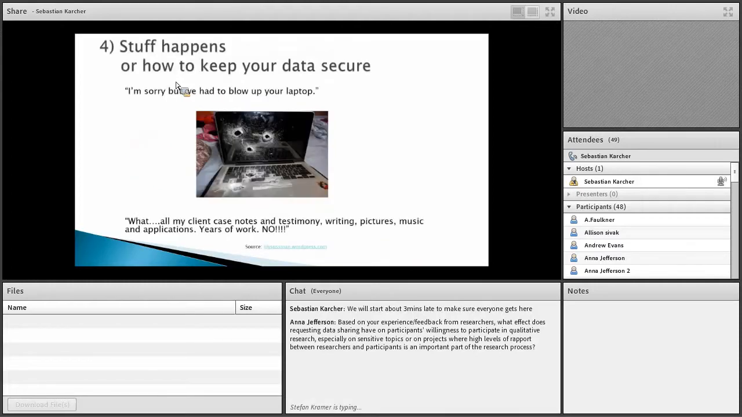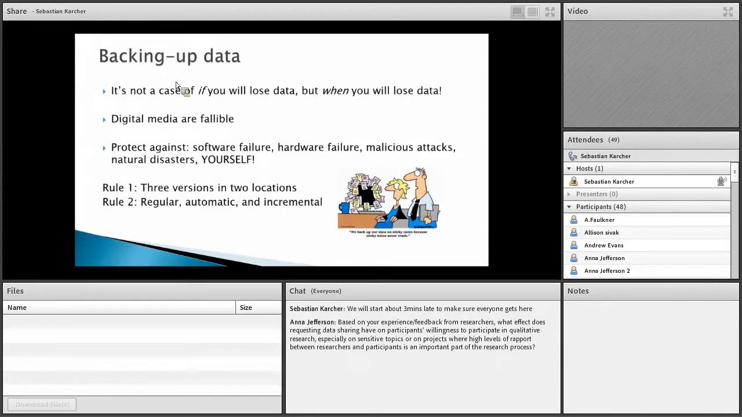Okay, now to the horror scenarios. This is obviously an actual image, but this type of stuff happens, not just when people shoot your laptop, but also when more mundane things like theft or hard disk crashes happen. So let's spend some time talking about backup.